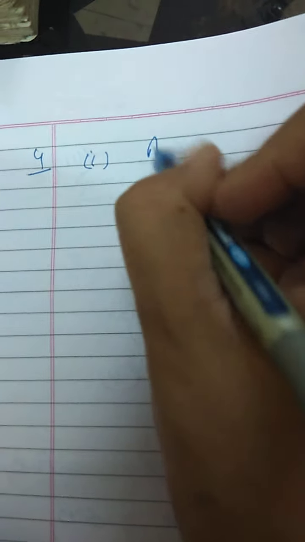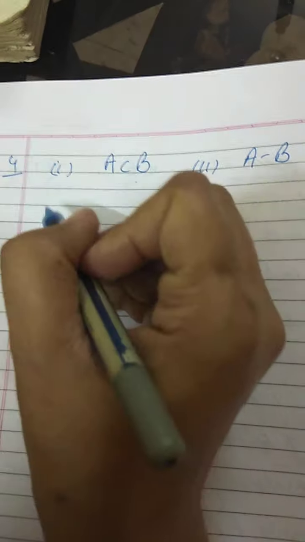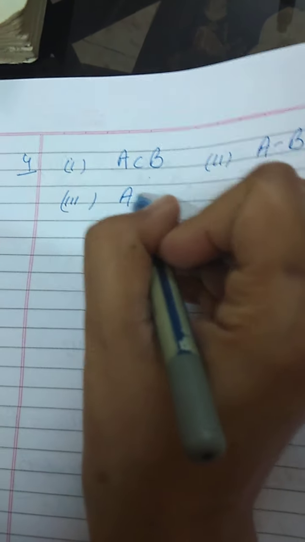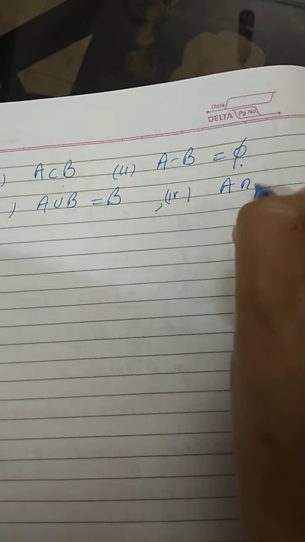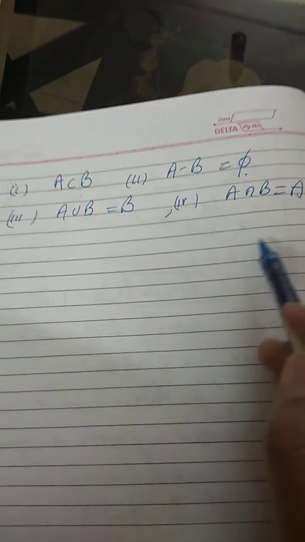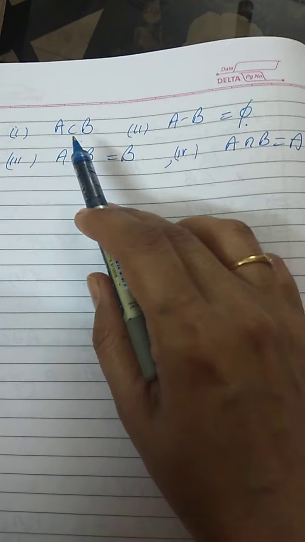So let us write down all the 4 statements here. A is given. First is A is a subset of B. Second statement says A minus B is equal to null set. So subset concept is there. Difference of 2 sets is there. The third statement says that A union B is equal to B. So union of sets is also there. And the fourth statement is A intersection B is equal to A. So the intersection is also there. So there are basically 4 different concepts in 2 sets only.